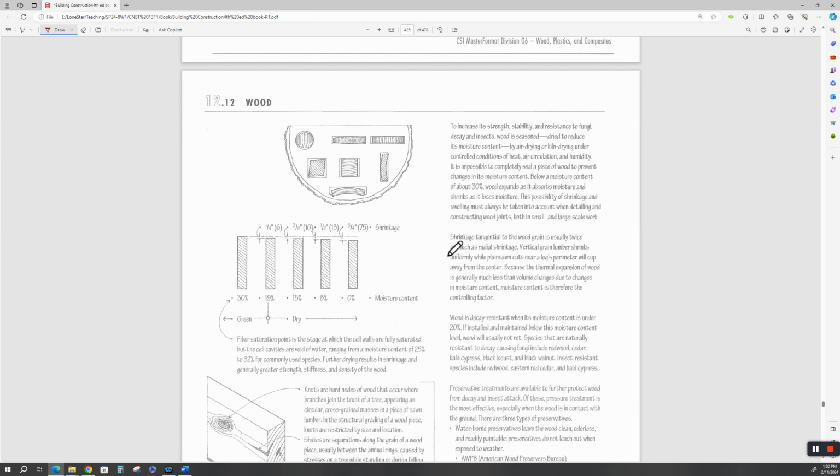Shrinkage tangential to the wood grain is usually twice as much as the radial shrinkage. Vertical grain lumber shrinks uniformly, while plain sawn lumber near a log's perimeter will cup away from the center. The thermal expansion of wood is generally much less than volume changes due to changes in the moisture content. The moisture content is therefore the controlling factor.